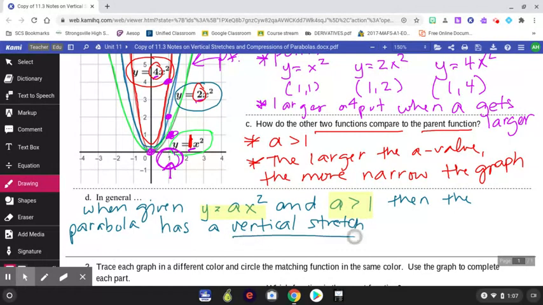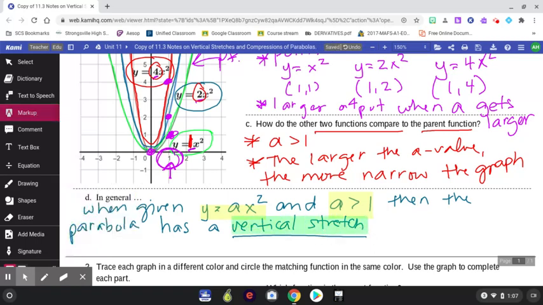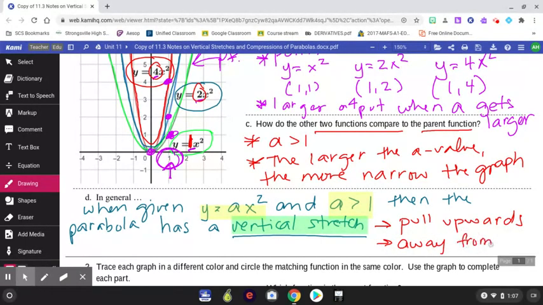Okay, vertical stretch is one of our keywords then. Okay, so this vertical stretch. And when we talk about this vertical stretch, what's really happening is that we are being pulled upwards and away from the x-axis. I'm just going to make note of this. What this really means is that my graph is being pulled upwards, away from the x-axis.